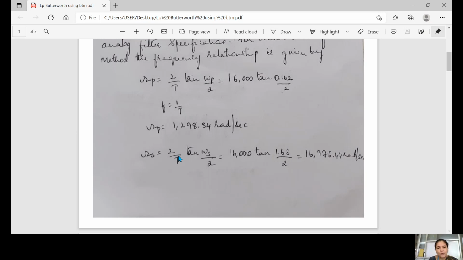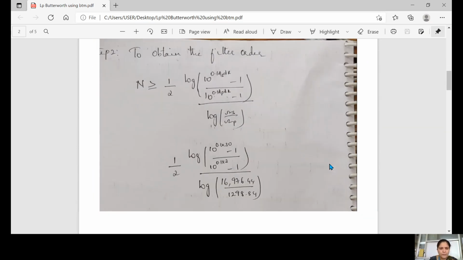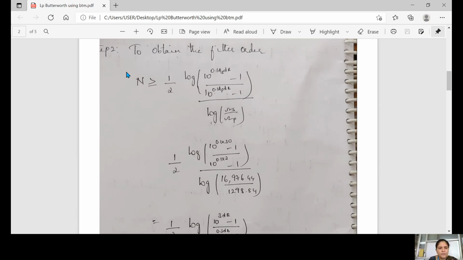In the same way, solve it for Ωs. We know the formula, Ωs is 2 by T tan of ωs by 2. So it is nothing but 16,000 tan of 1.63 divided by 2, which we get as 16,976.44 radians per second. So we have got Ωp, we have got Ωs. So the next step, that is step 2, is to obtain the filter order.